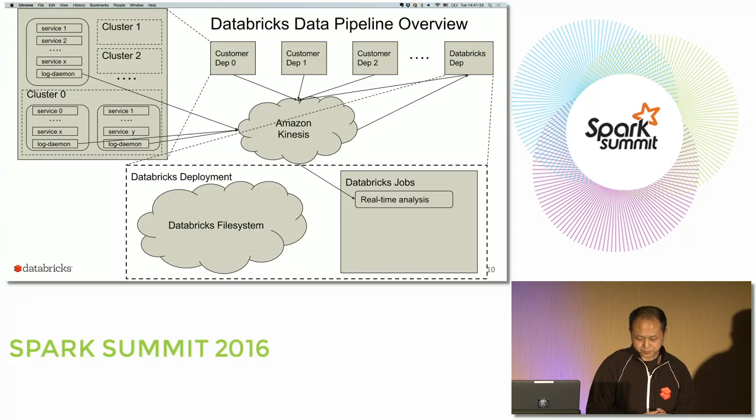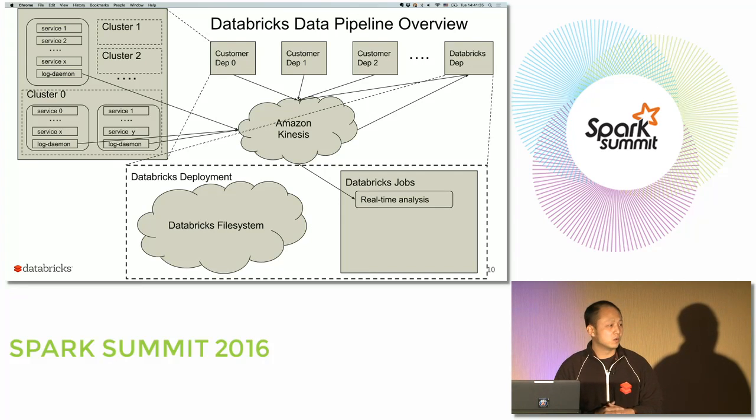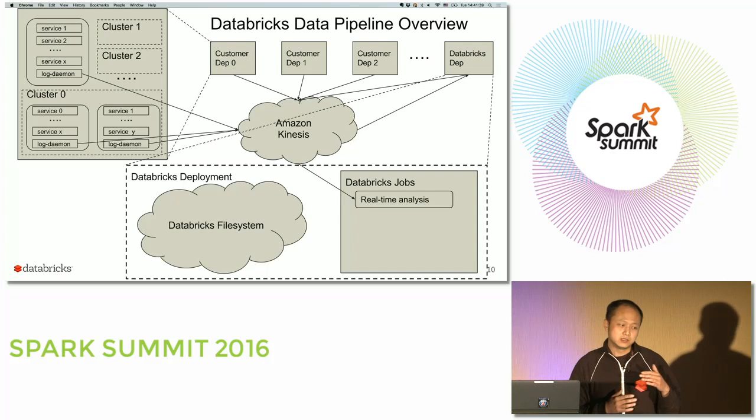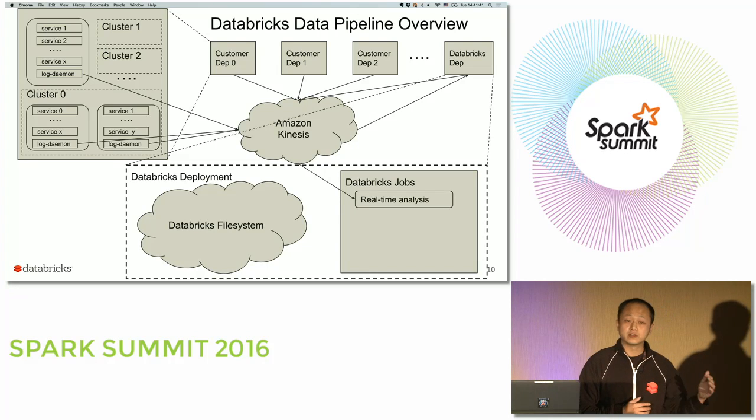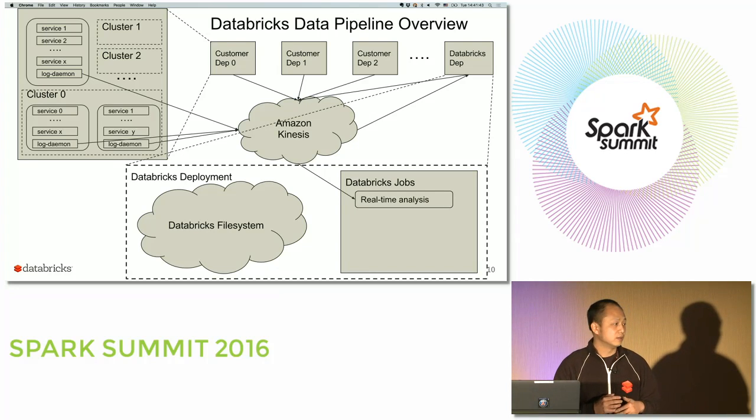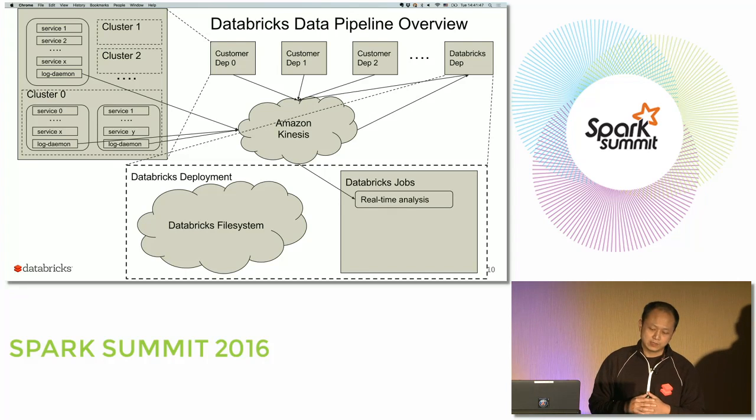Okay, so let's take a look at what the jobs we run inside Databricks actually are. First, we have our real-time analysis jobs. Basically, we are running Spark streaming jobs that read from Kinesis, do some processing, and then show some dashboard insights. Then our internal customers can look at this dashboard.